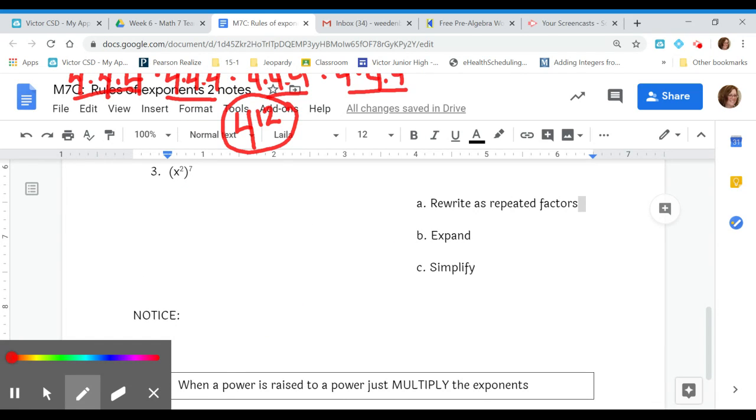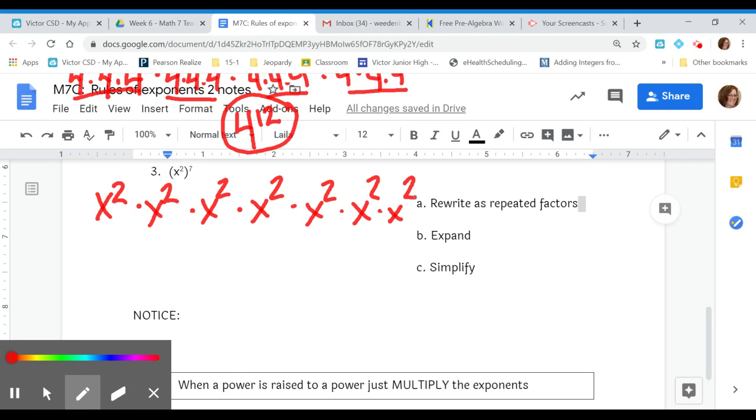Now we have a variable. Instead of using a number, we're raising the x to the second power, and then we're going to take the x squared and raise that to the 7th power. So this means I have 7 copies of my x squared. So go ahead and pause the video and rewrite that as repeated factors like we did in the first 2 examples. Now I have 7 copies of my x squared. And now I'm going to expand that by expanding my x squareds, writing them as x times x. Pause the video and go ahead and do that.